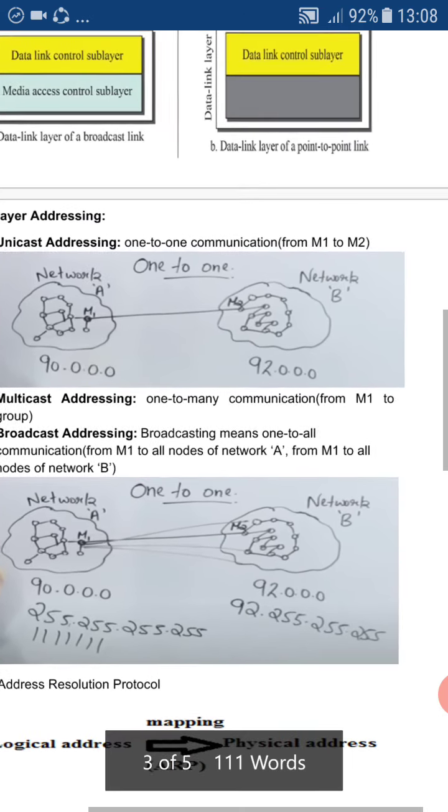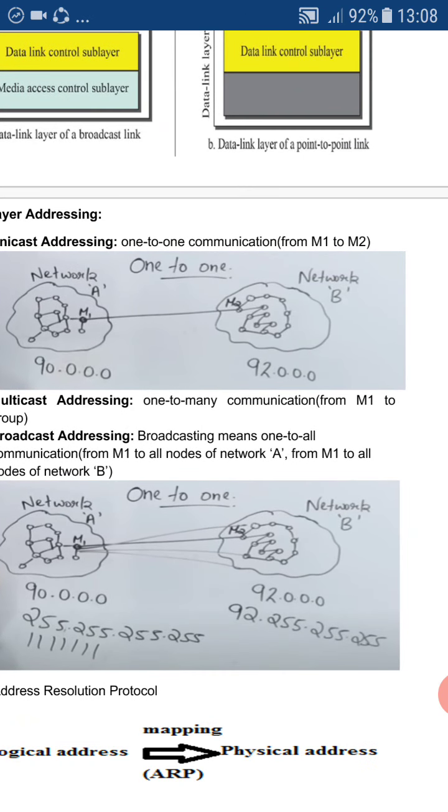We'll explain the unicast addressing using this diagram. You can just observe there are two networks, network A and network B. Network A is again made up of several hosts or nodes. Those circles, you can call them a node or host. One of the circles is named M1. In network B, one of the hosts or nodes is named M2. And the network address is given as 90.0.0.0 and network B address is given as 92.0.0.0. This is just an assumption.